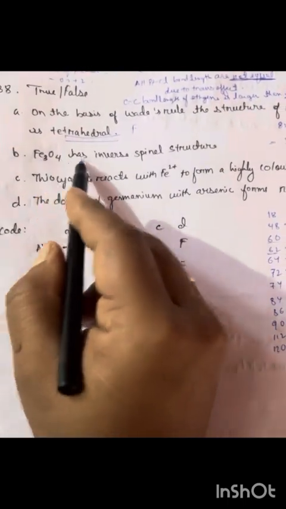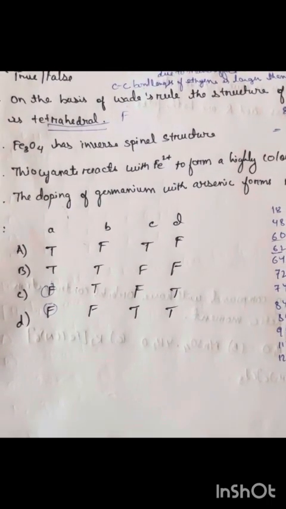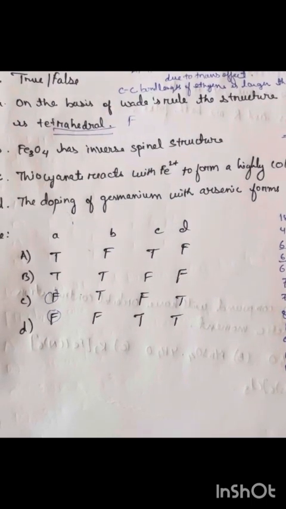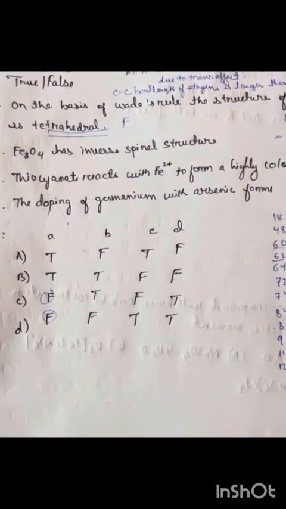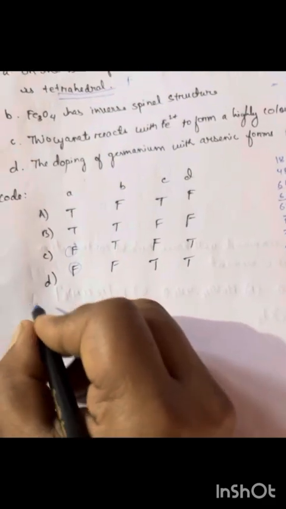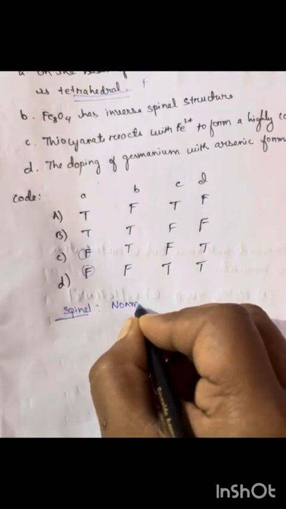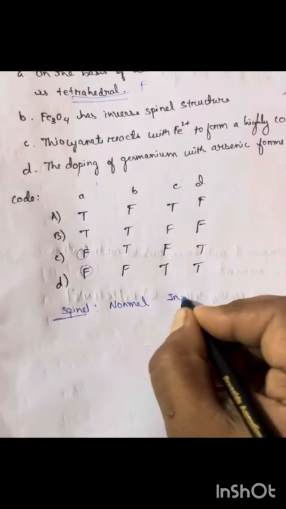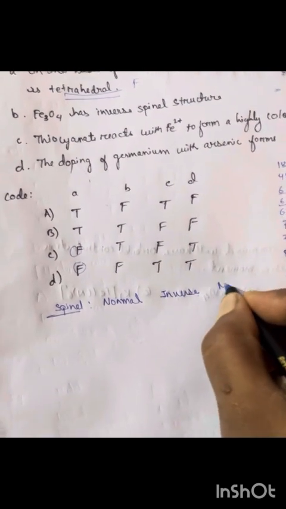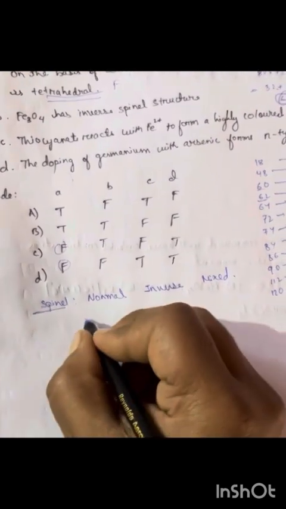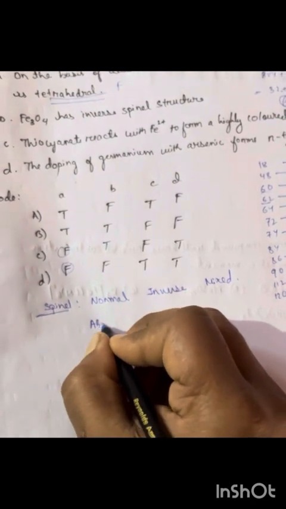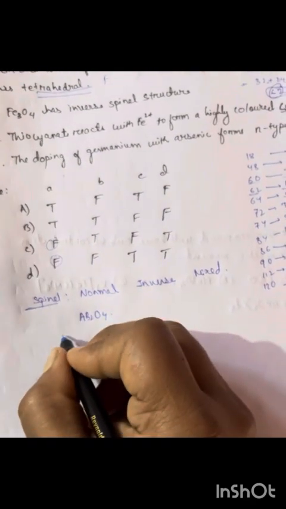Next, you see Fe3O4 has spinel structure. So you should know about this spinel structure. Now you know the basics: there is normal spinel, inverse spinel, and mixed spinel, right? Normal spinel is of the AB2O4 type, right? So you have to know this also.